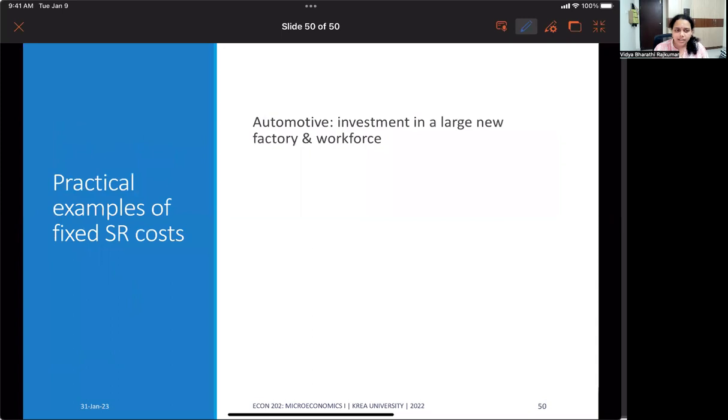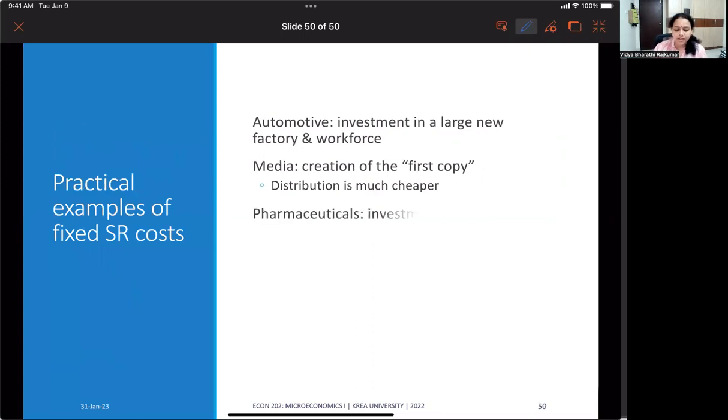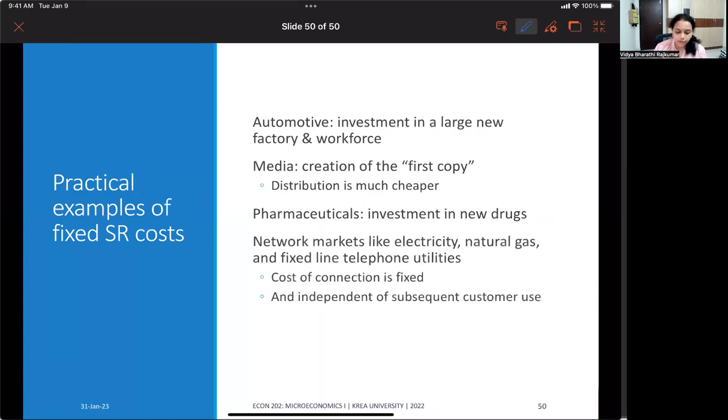And just a few practical examples of where there'll be fixed short-run costs. Whenever there is any input which is not very movable in the short run, or which takes a lot more effort to produce, like the first copy, those are cases where we have fixed costs in the short run. And you will also have fixed costs in other huge enterprises like an electricity grid or a landline telephone connection and so on.